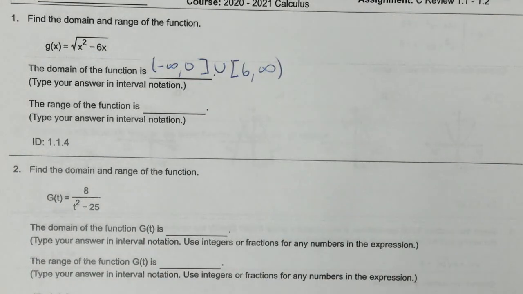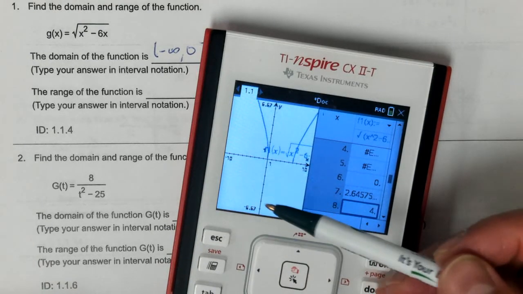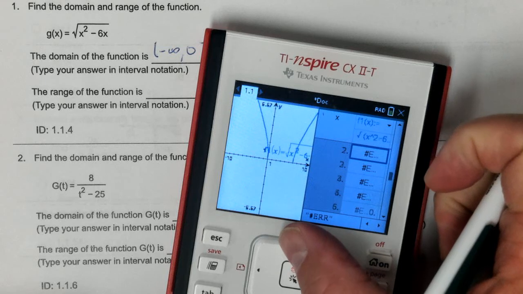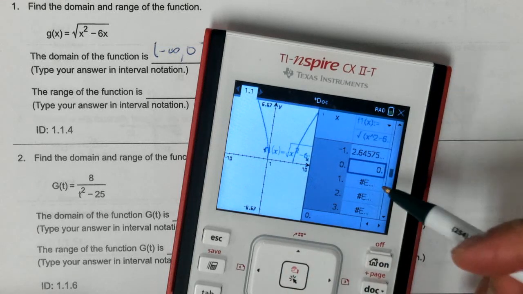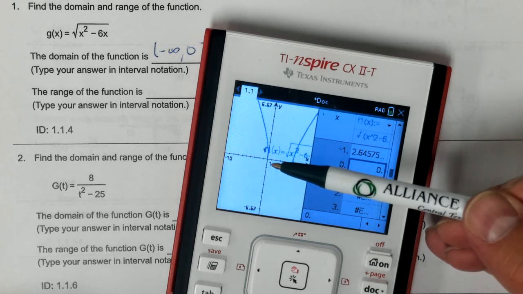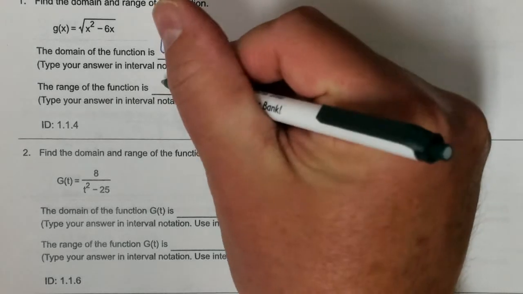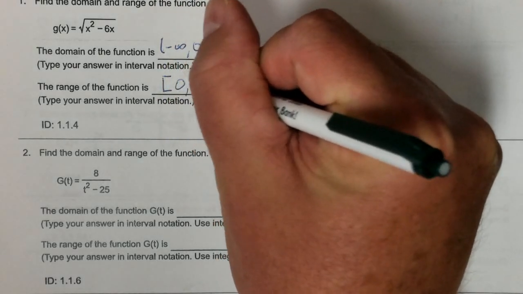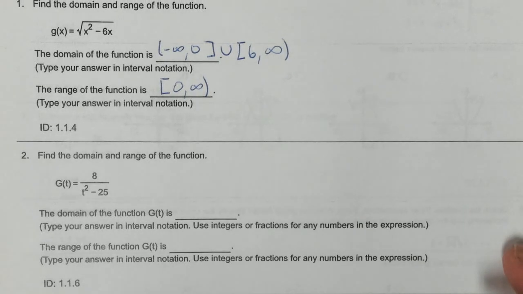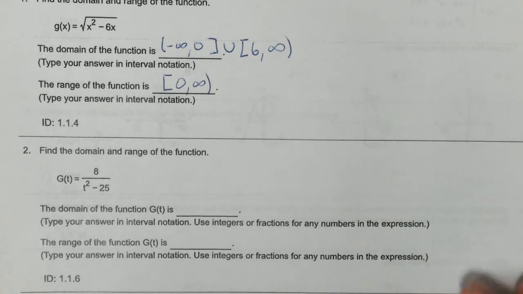Okay, so now for the range, on the graph, it doesn't look like anything could be negative. But again, if we go back to 0, it was 0. So basically, we need from 0 up to infinity. So we have bracket 0, comma, infinity. Alright, so that's number 4, which is the first one.